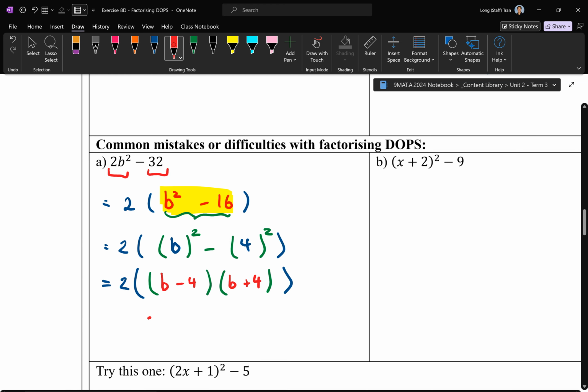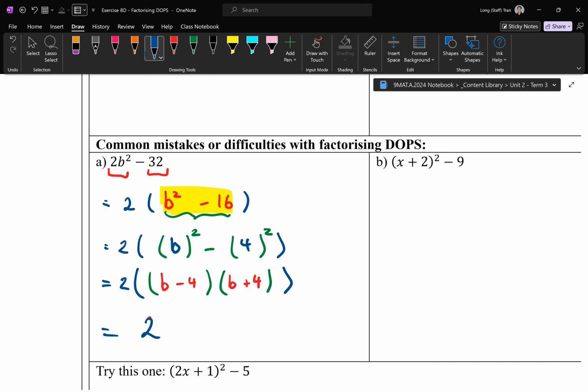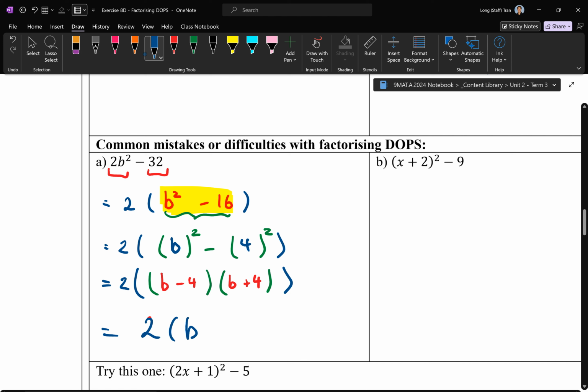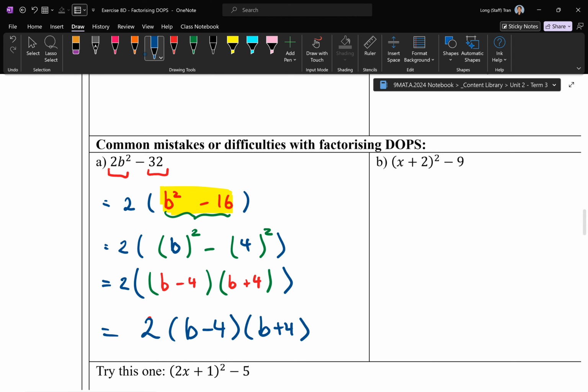How about you write it like this instead? It might feel much easier. The 2 is being multiplied to this number b minus 4, and then multiplied to b plus 4. So the best way to write it is like this. You don't need to write so many brackets. You can just write 2 on the outside, b minus 4 times b plus 4, and that's appropriate, and that's fine. Okay, so copy that one down.